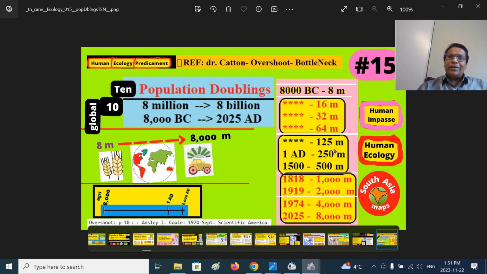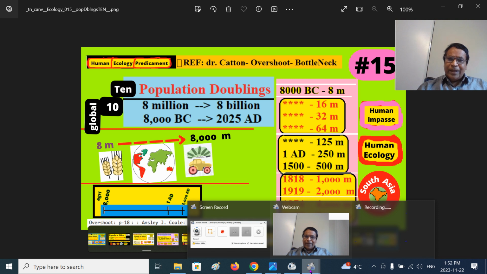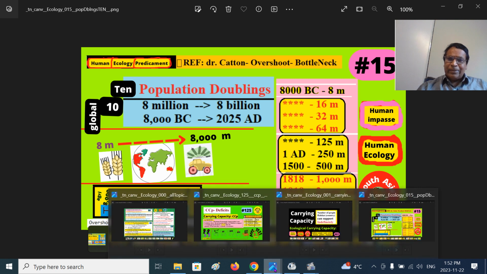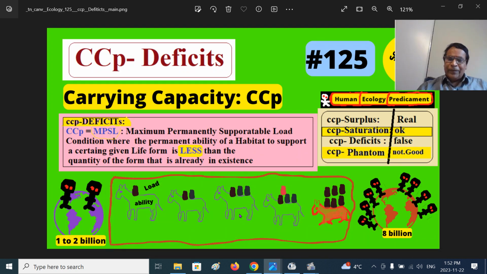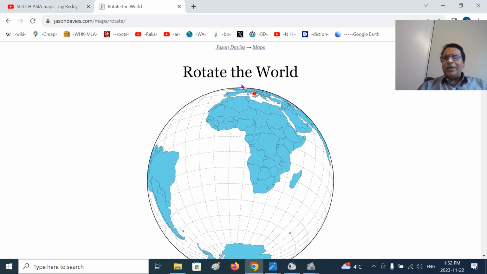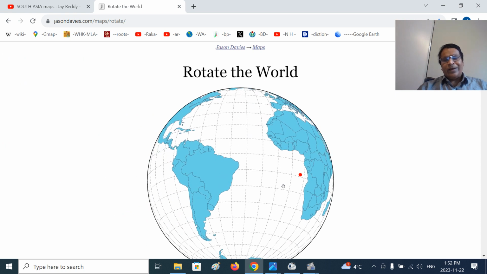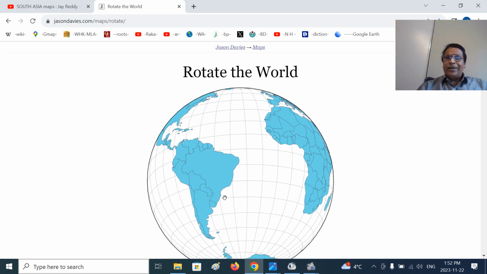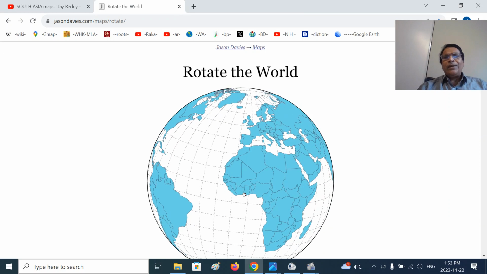So the population is tremendous now. Within 10,000 years, we have multiplied our numbers from 8 million to 8,000 million people. It is not possible for the planet Earth to support that population. That means the Earth is running on carrying capacity deficits. Such an important concept is not known to many people, and people simply talk about the socio-political point of view, the economy, GDP, and so on. They're not really that important.